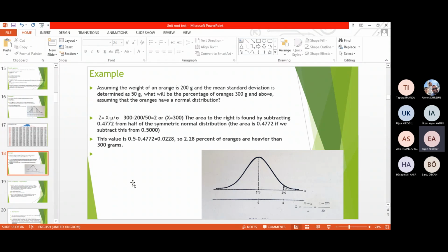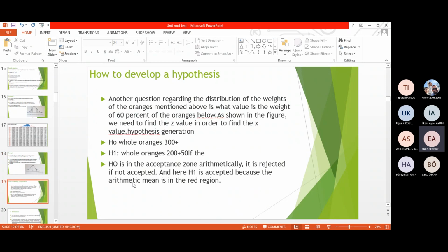So-called, and we are going to interpret and then present this simplest example in the, let's say, hypothesis and equation. Then how to develop and present these kinds of applications will be illustrated here. Another question regarding the distribution of the weights of the oranges mentioned above is what value is the weight of 60% of the oranges below.